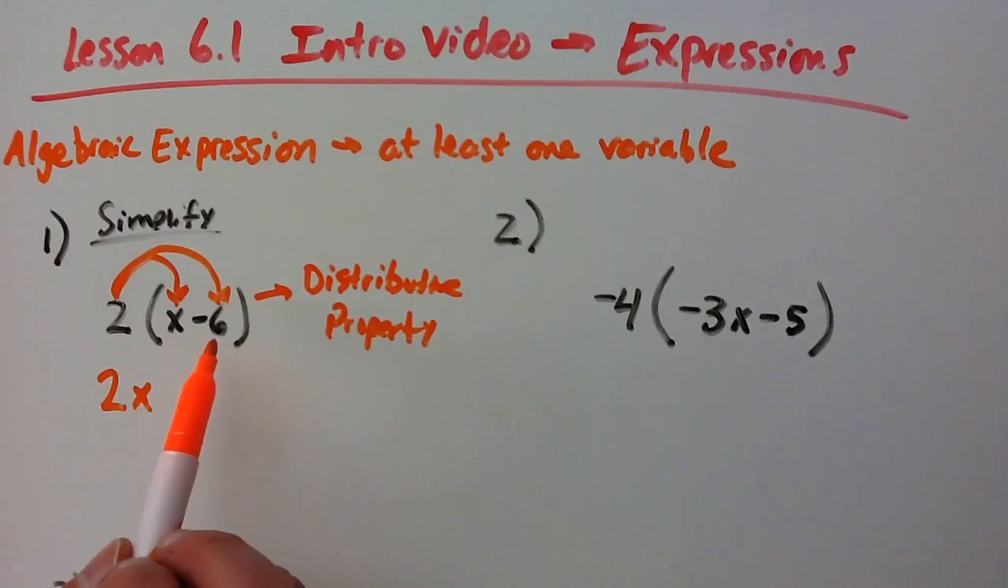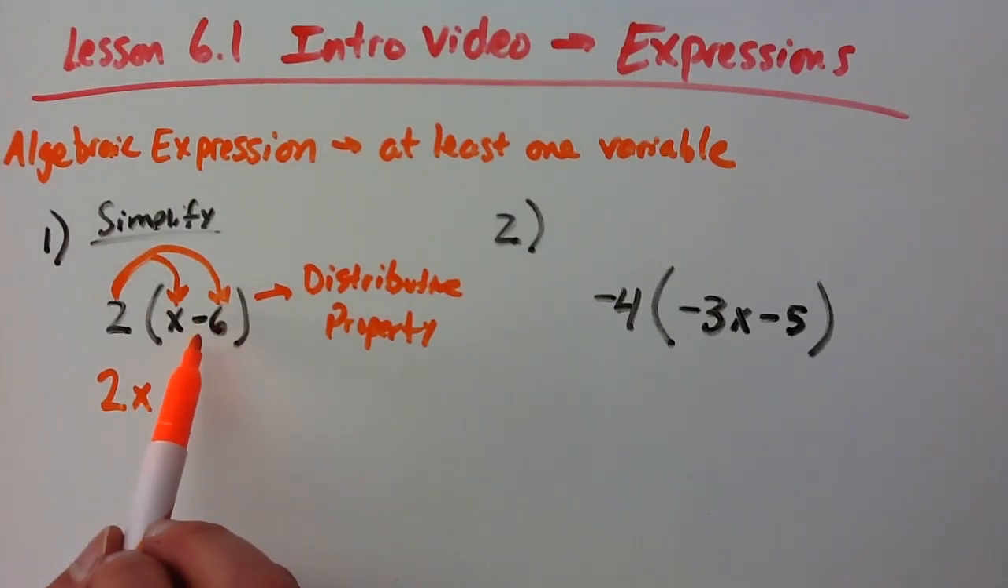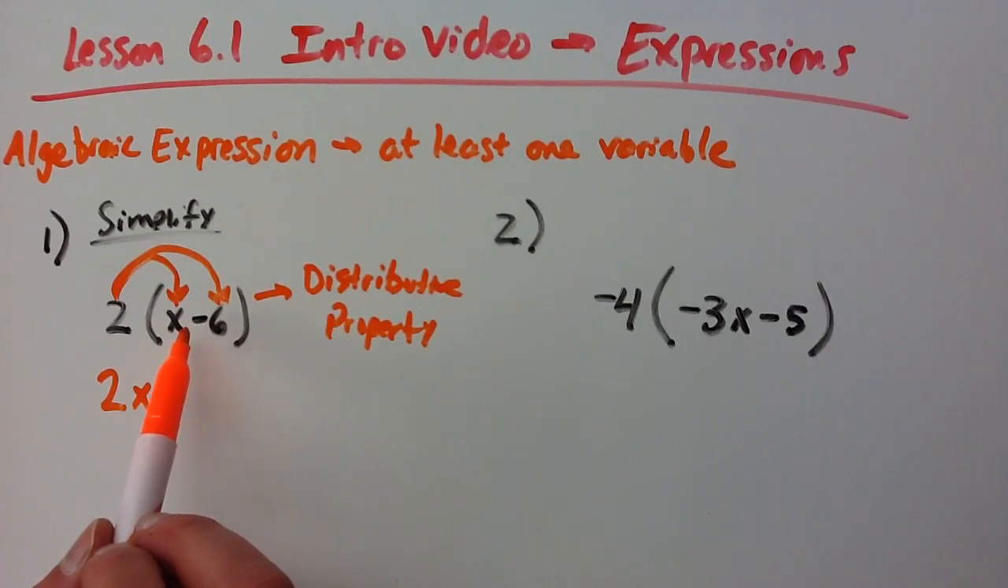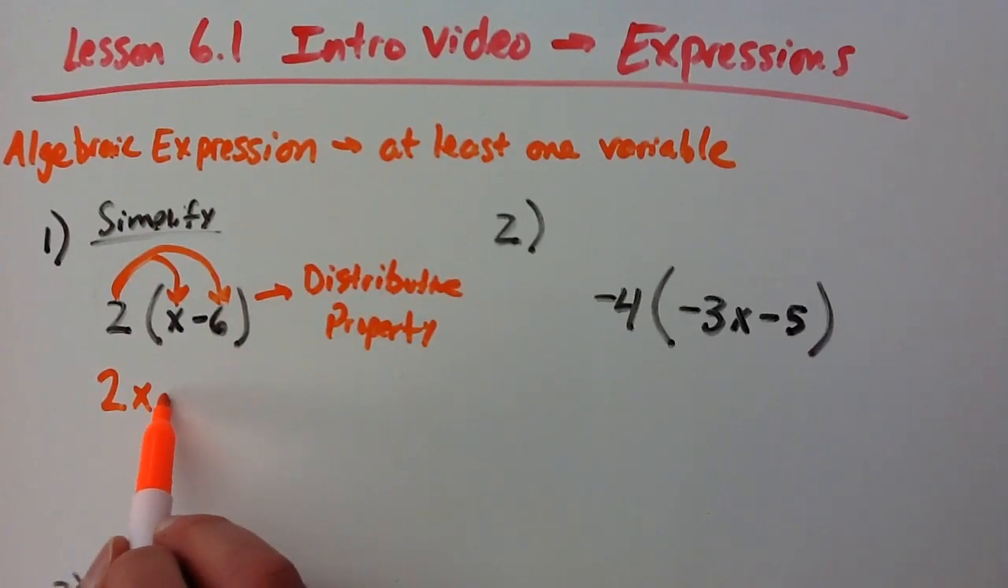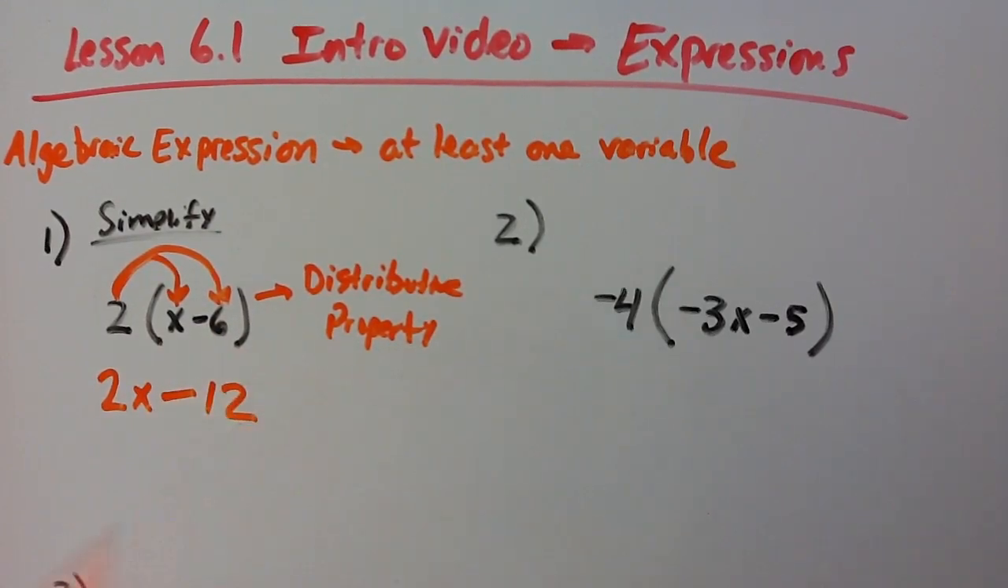You have got to consider the sign in front of the number, which is a minus sign. And so that subtraction sign is, yes, subtraction, but it is also a negative sign. So this is not 2 times 6, this is 2 times negative 6. And we know 2 times negative 6 is negative 12, right? And so the expression 2 times x minus 6 is, in simplest form, 2x minus 12.